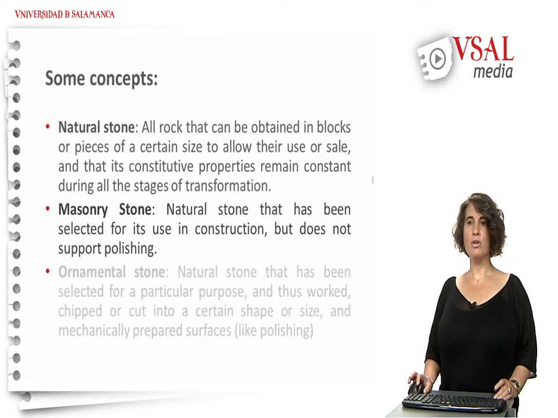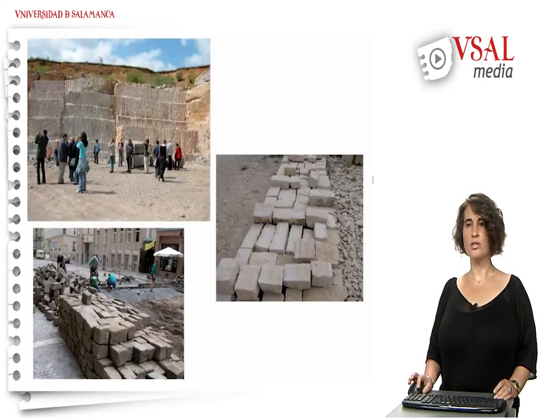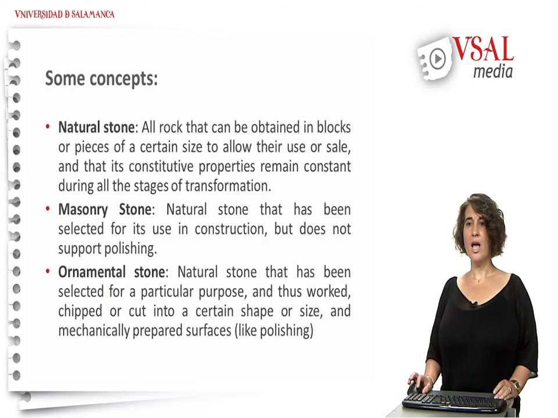For example, we will distinguish between masonry stone and ornamental stone. Masonry stone is a natural stone that has been selected for its use in construction but does not support polishing. However, ornamental stone can support polishing, but sometimes it cannot serve to build structures. We will show you some examples of very good natural stone that can serve to construct structures but cannot be polished, and we will show you some ornamental stones that can be polished but they don't have enough strength to build structures in the constructions.